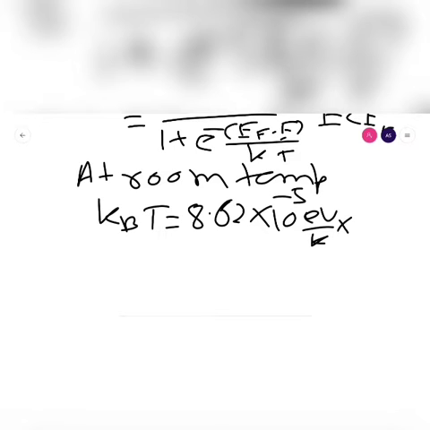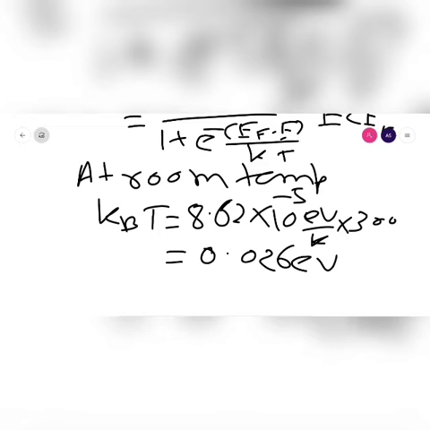at room temperature, you know the value of kBT. k is the Boltzmann constant. It is 8.62 times 10 to the power minus 5 electron volt per Kelvin into room temperature 300 Kelvin. Its value is 0.026 electron volt.